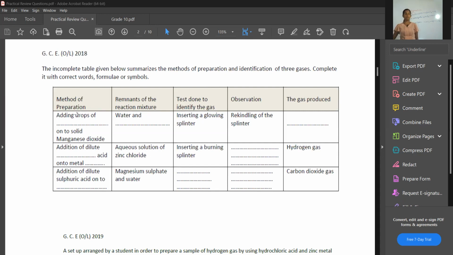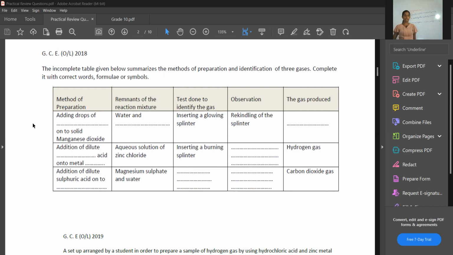Then look at the first two columns, the method of preparation and the remaining things. Normally here we also discuss the method of heating potassium permanganate, but it is not given here. Another method is given: adding drops of blank onto the solid manganese dioxide. So this method is connected with the reaction rate lesson.